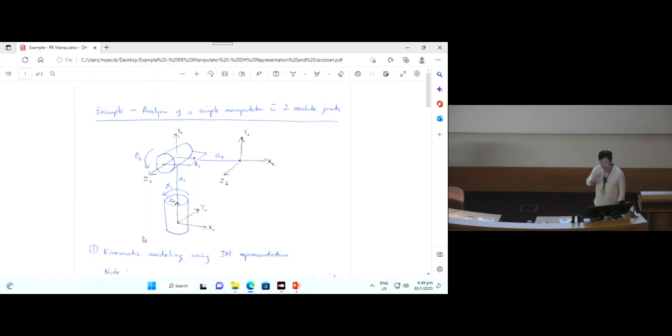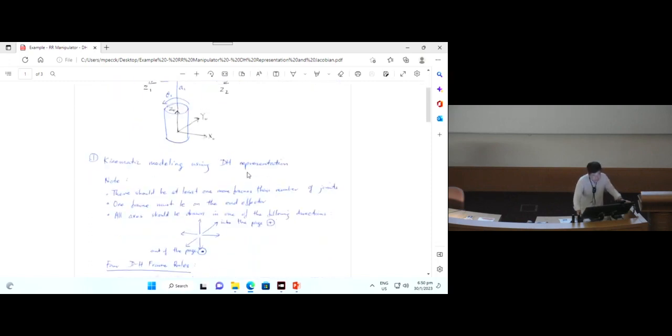Okay, so we take an example. We use a simple example, which will consist of only 2 revolute joints. The 2 revolute joint manipulator is also known as an RR manipulator, where R stands for revolute. So you have this first revolute joint and second revolute joint. This is the end effector and this is the end position that you identify.